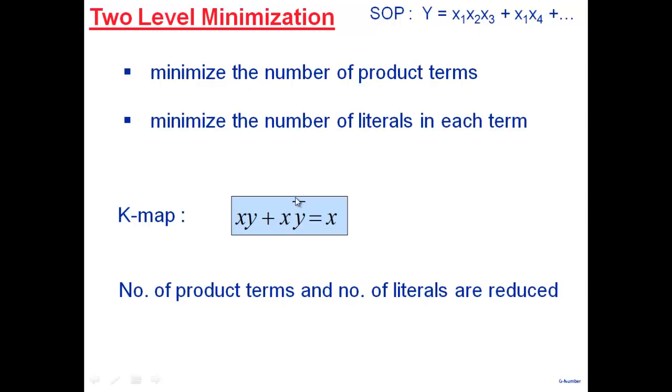of two-level minimization, and the principle that we use for carrying out minimization is this simple principle here, that xy plus xy bar is basically equal to x. If we perform this operation on our Boolean expression, then as you can note here, from combining these two expressions, the product terms have been reduced to 1, and the literals in each of those terms have been reduced to 1. So that's the basic principle.